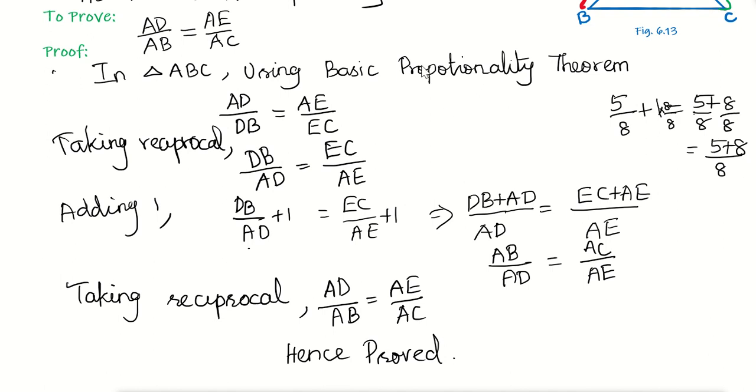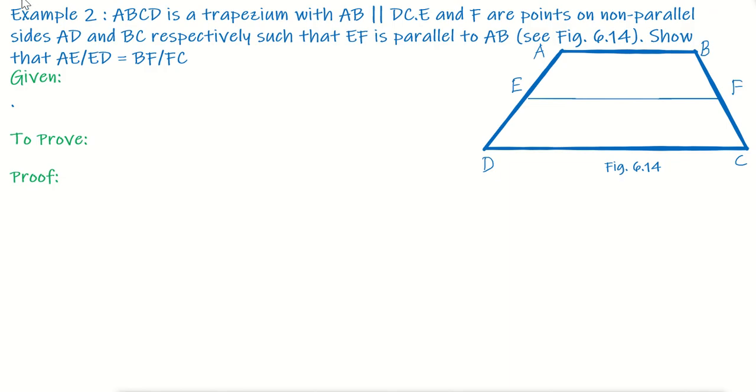Now, we'll move on to the example 2. Example 2 given along with the problem. Let's read this. ABCD is a trapezium with AB parallel to DC. So this is a trapezium. Trapezium na it's a quadrilateral with 4 sides. Okay. ஒரே ஒரு opposite pair of sides மட்டும் parallel இருக்கும். So that AB parallel to DC. Other two sides are non-parallel.